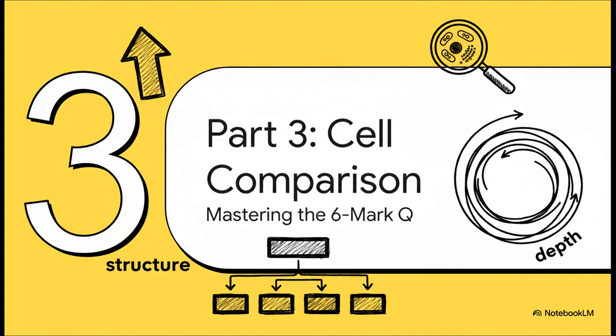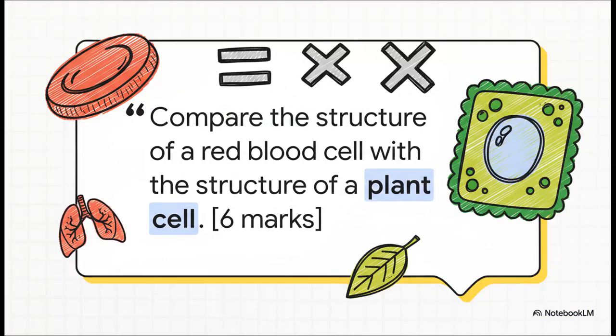Okay, deep breaths, everyone. It's time for the main event of question 01, the big one, the extended response worth a whopping 6 marks. With these questions, it is all about how you structure your answer. So, here's the task. Compare the structure of a red blood cell with the structure of a plant cell.